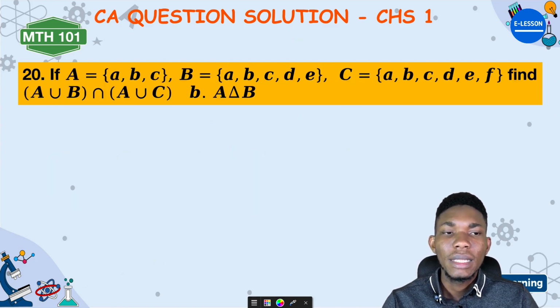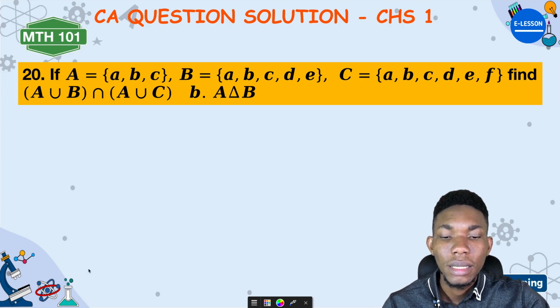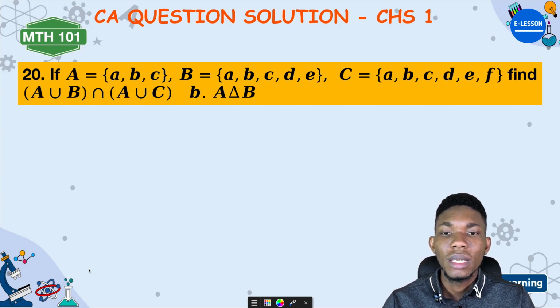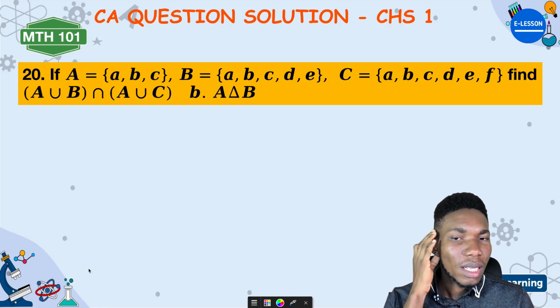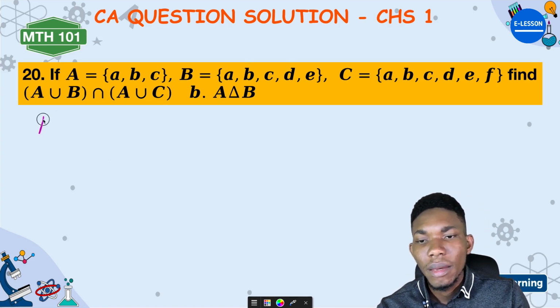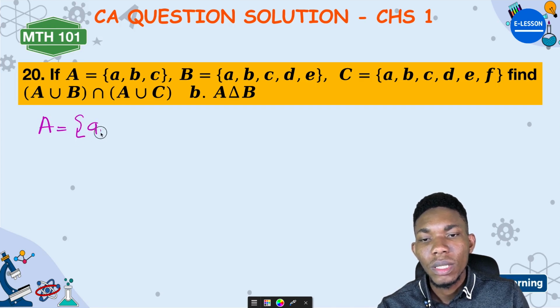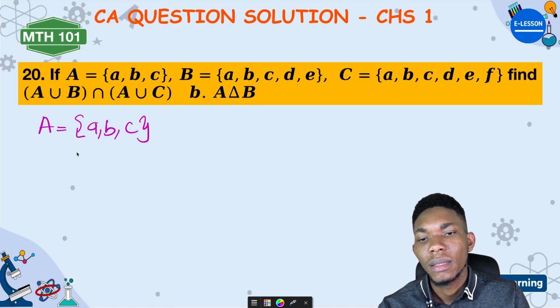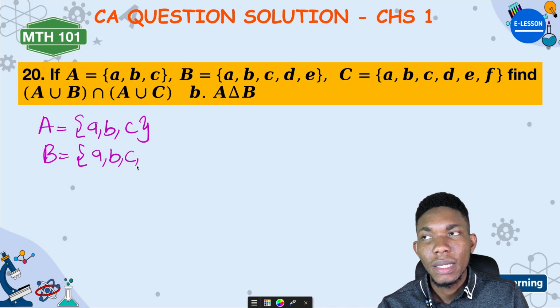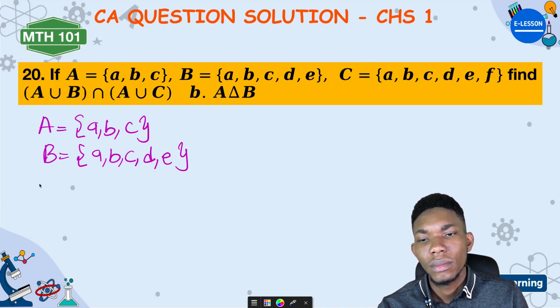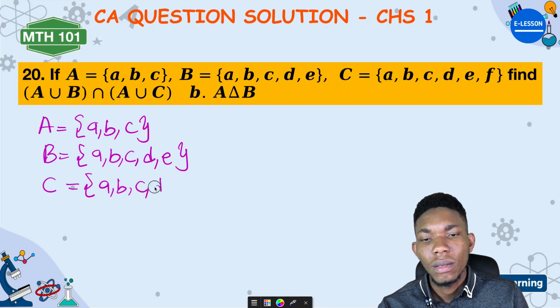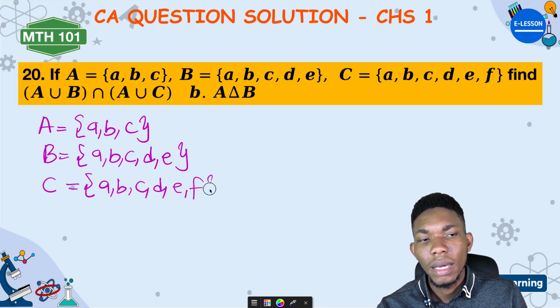All right. And then the other one, I think this is the last question here. If A is equal to this, and B is equal to this, and C is equal to this, the question says A is equal to a, b, c. B is a, b, c, d, e. And C is a, b, c, d, e, f. Find A union B intersection A union C.